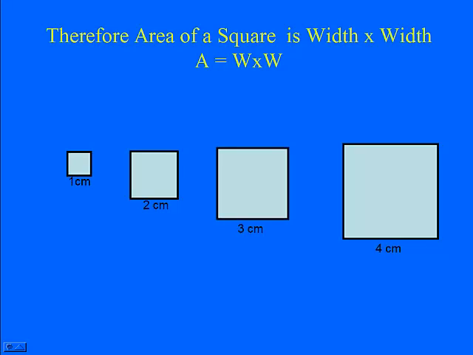Therefore, we could think of the area of a square as being width times width, or in math terms, as A equals W times W. The area of a square could just as easily be given by length times length, but we'll stick with our formula A equals W times W for now.